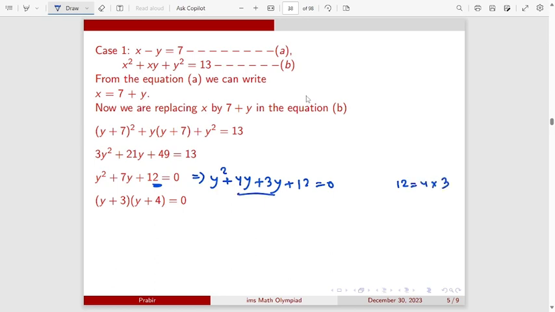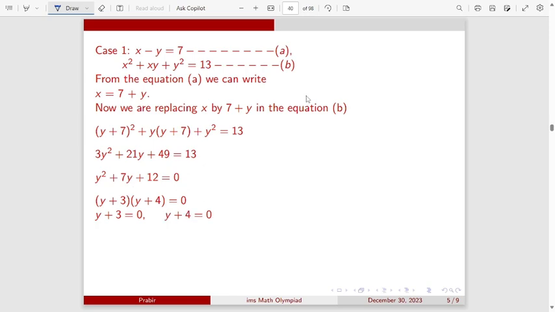Okay, so now from here we are getting y plus 3 times y plus 4 is equal to 0. So from here one solution will come from y plus 3 equal to 0, and another solution will give y plus 4 equal to 0. Then from y plus 3 equal to 0 we are getting y equal to minus 3, and from y plus 4 equal to 0 we are getting y equal to minus 4.